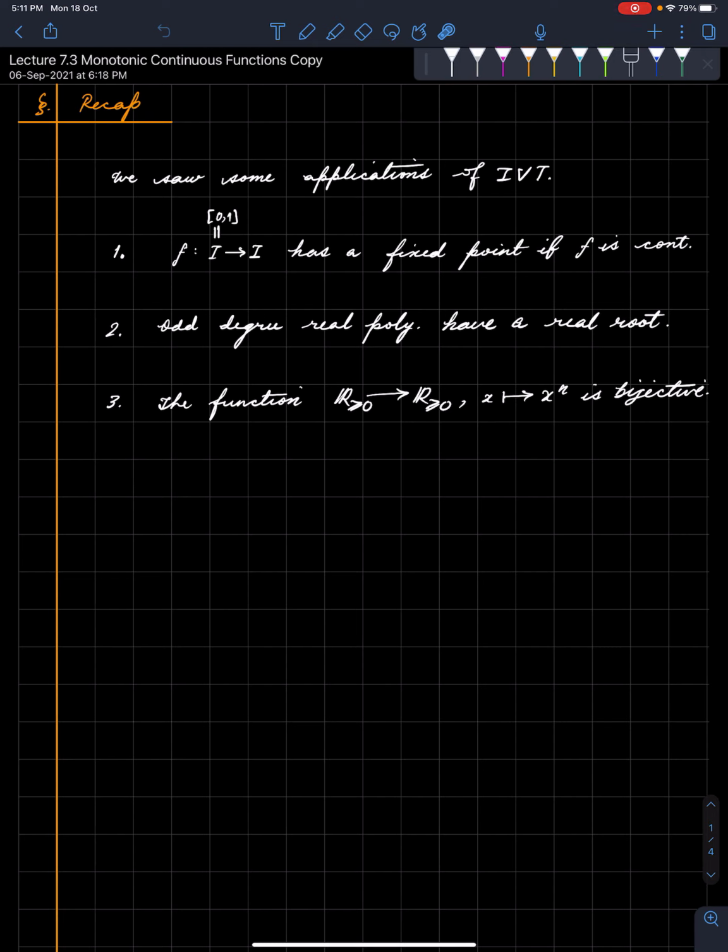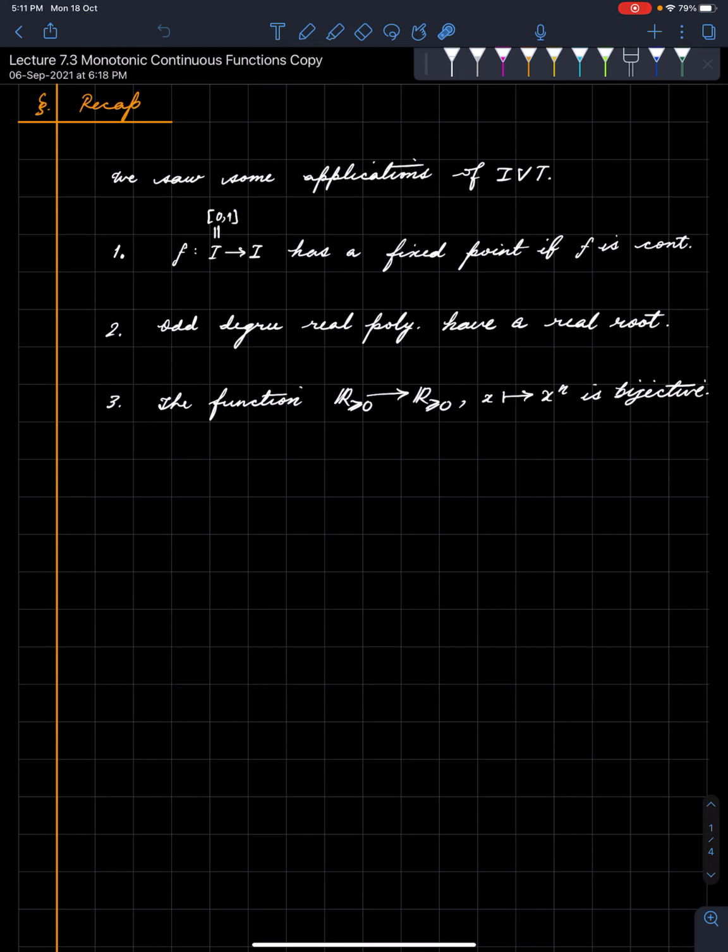Basically what we saw was a fixed point theorem, which said that if you have a function from a closed interval to the same closed interval, not just any closed interval, but this one, 0, 1, which is continuous, then such a function has a fixed point, meaning there is an x sitting inside this closed interval such that f(x) equals x. So we saw that, and we saw that any odd degree real polynomial has a real root, meaning it vanishes at some real number.